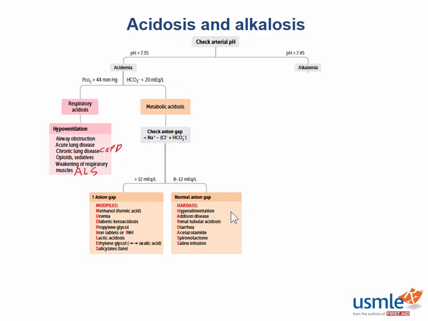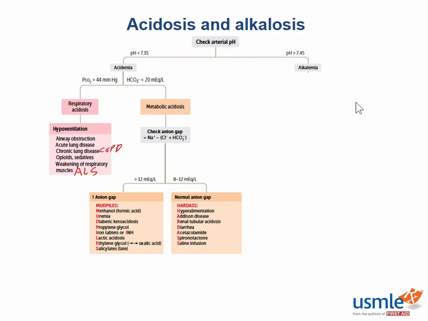Now, why does diarrhea cause a normal anion gap acidosis? Since both sodium and bicarbonate are lost in the stool, the anion gap will not change. And since bicarb is being lost, there is an acidosis that will develop. Out of this list, the two that will most likely show up on your test are diarrhea and renal tubular acidosis, so be sure to go back and review these.